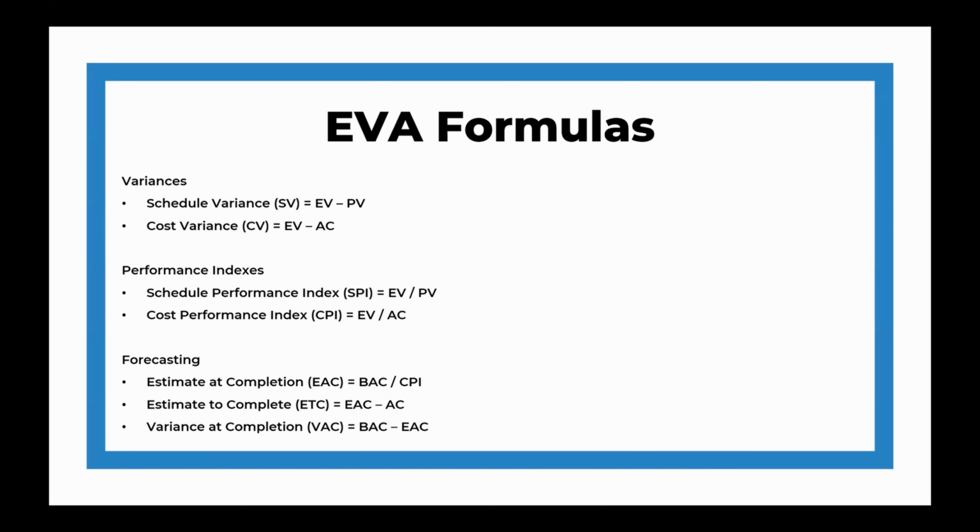And finally, we move to forecasting. Estimate at completion, or EAC, is calculated as BAC divided by CPI. This projects the total cost of the project if current cost performance continues. Estimate to complete, or ETC, is EAC minus AC, essentially how much more money we expect to spend from this point moving forward. And variance at completion, or VAC, is BAC minus EAC, showing whether we expect to finish under or over budget.